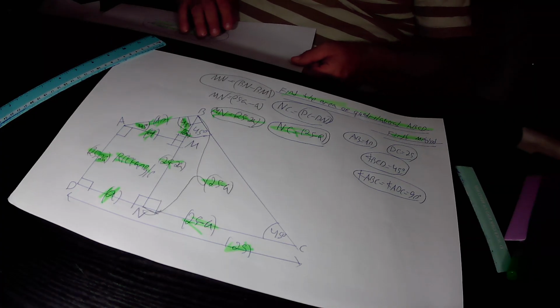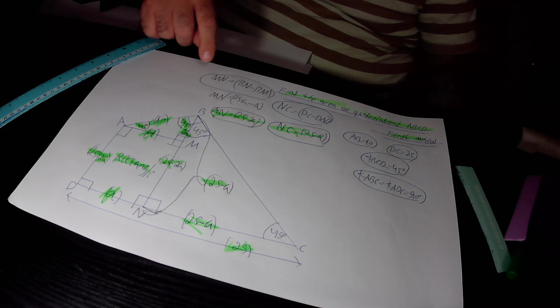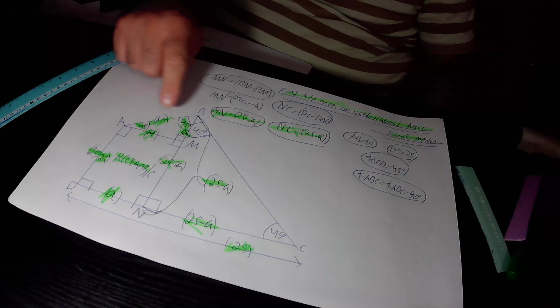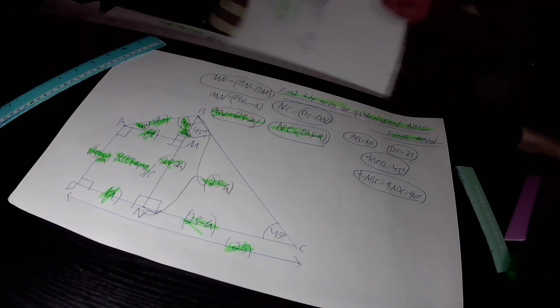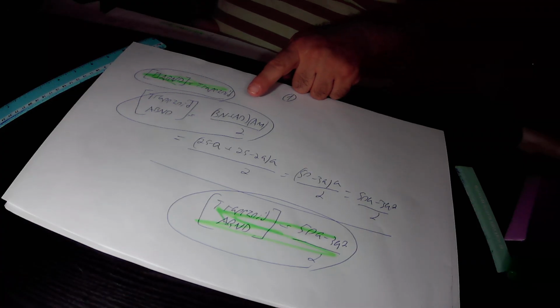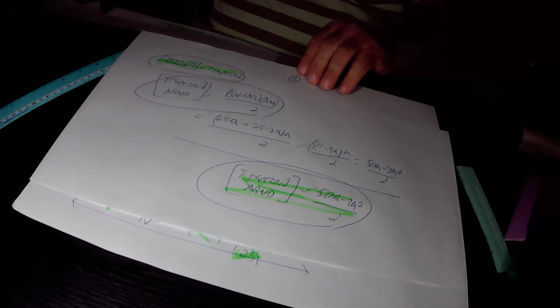The area of trapezoid ABND equals the sum of its two parallel sides, that is BN plus AD, times the height AM, over 2.